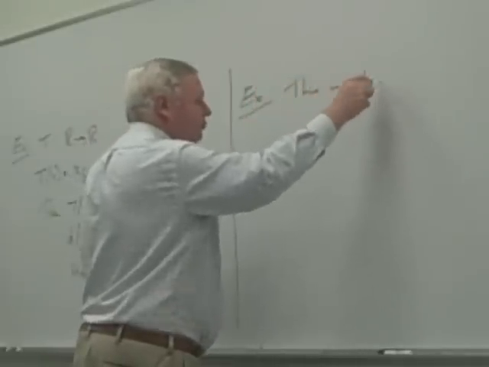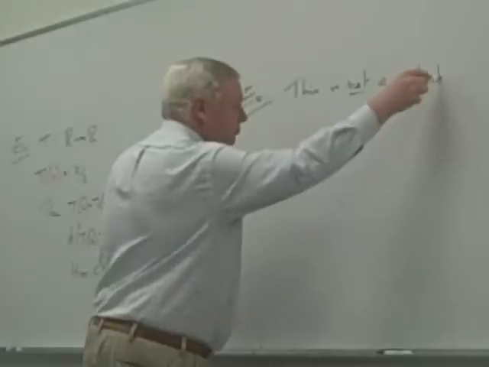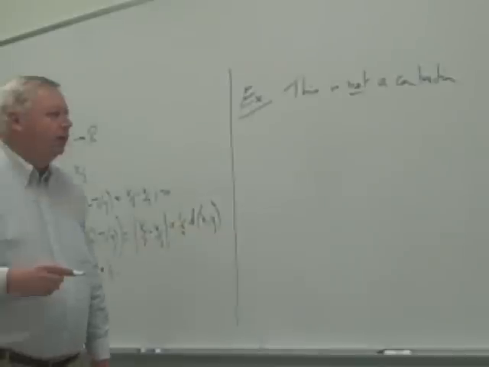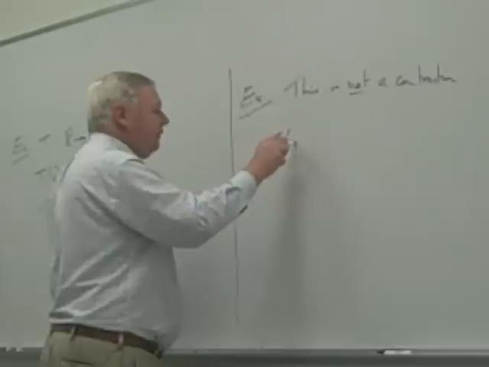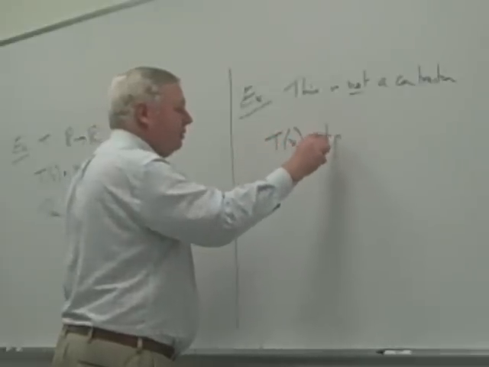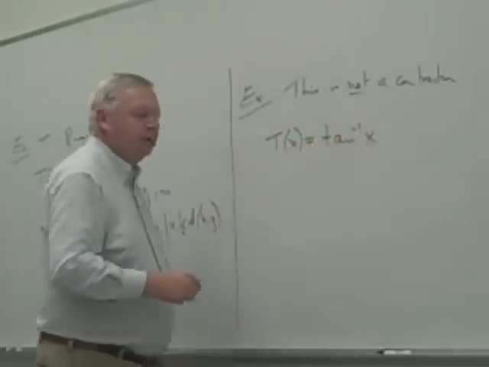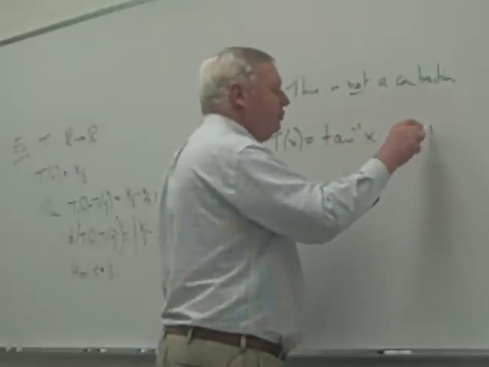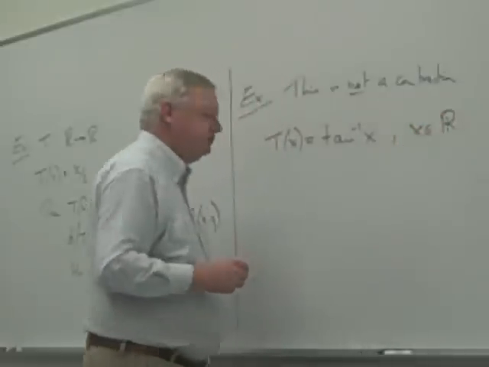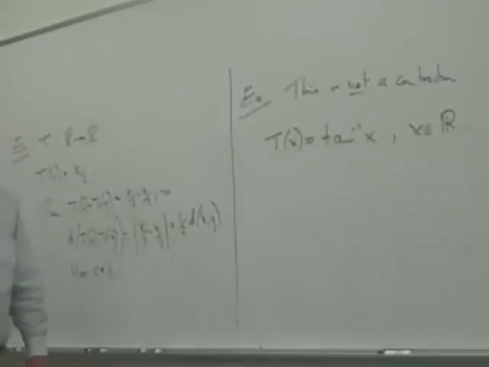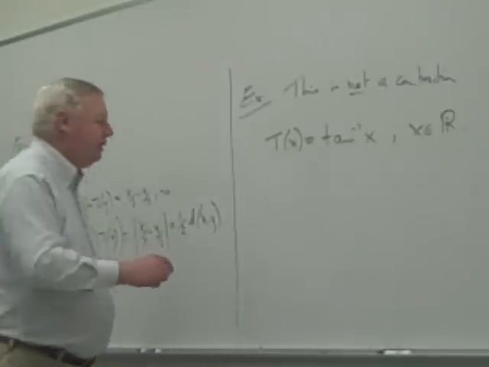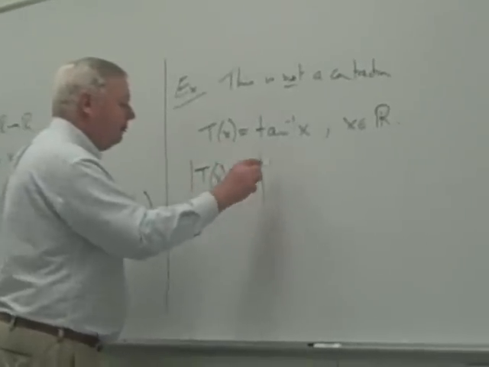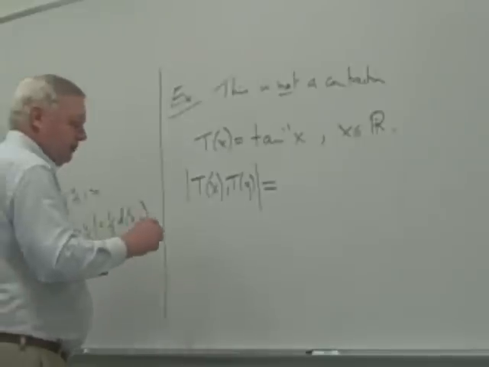So this one is not a contraction, even though it looks like it might be. Let's define T of x to be tan to the minus 1 of x, for x in the real line. So if you want to look at the distance between T of x and T of y, should be a minus sign.